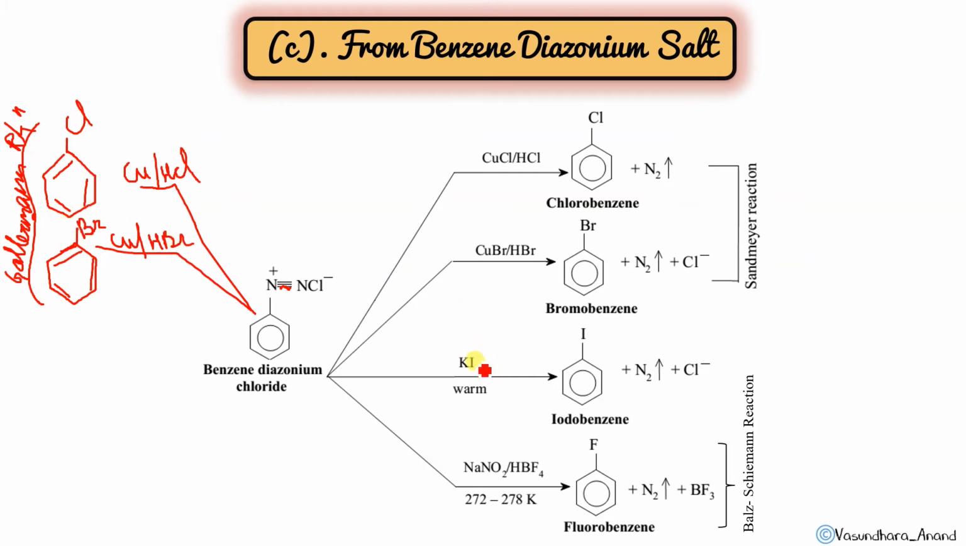With KI, if we warm it, it will give you iodobenzene. And with NaNO2 and HBF4, if we do it at ice cold temperature, it will give you fluorobenzene. This fluorine reaction is called the Balz-Schiemann reaction. There is no specific name for this iodobenzene preparation. Got it? Okay, so this one is that.